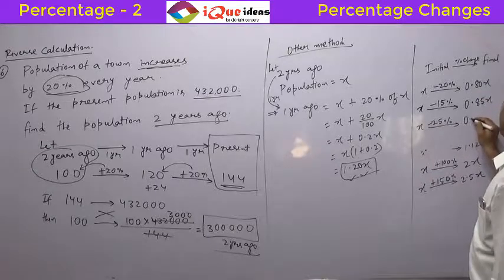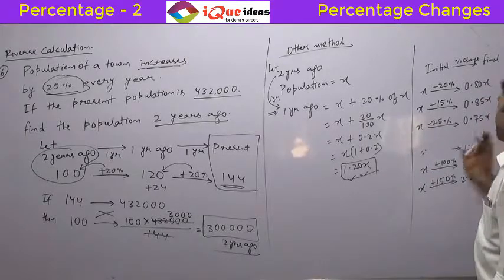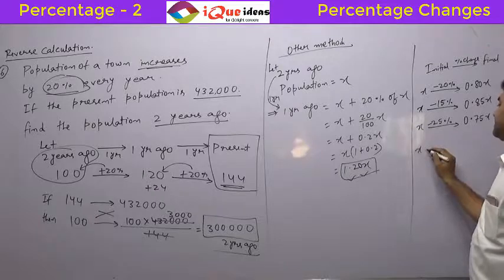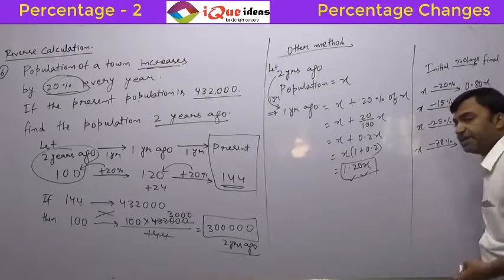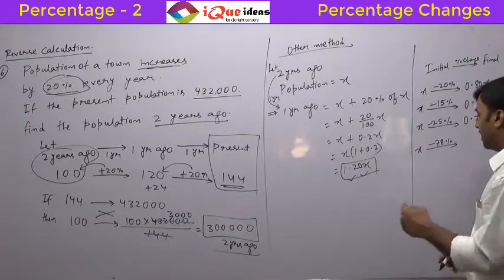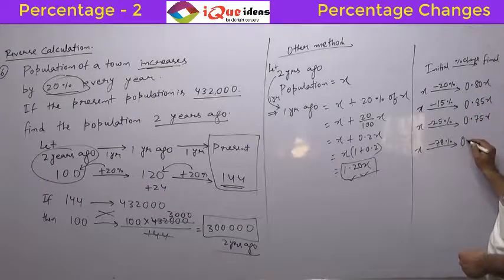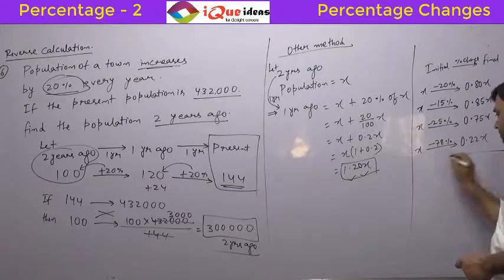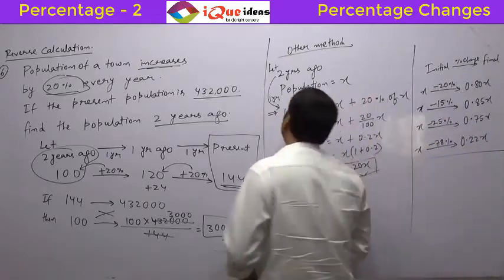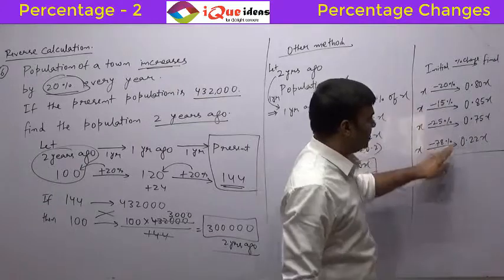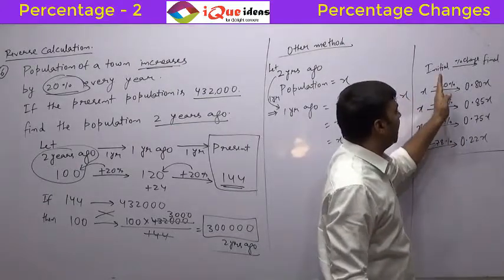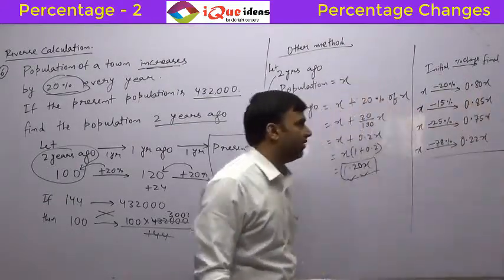So it is 0.75x. If there is a value that decreases by 78%, how would you write it? It is decreased by 78%, so it becomes 100 minus 78, that is 22. So 0.22x. Right? So this can be done directly. If you know the percentage change, you can directly multiply the original value by a certain number and write the final value.